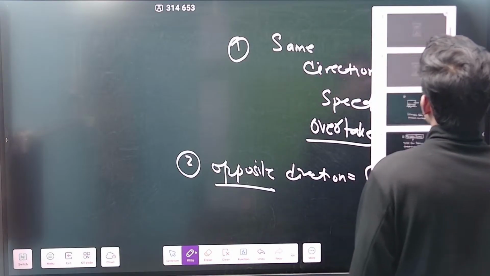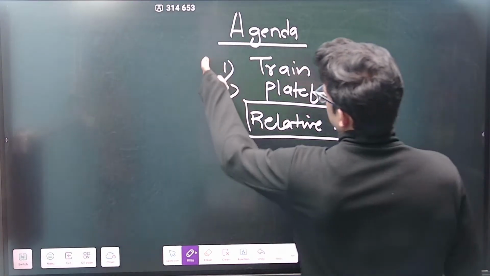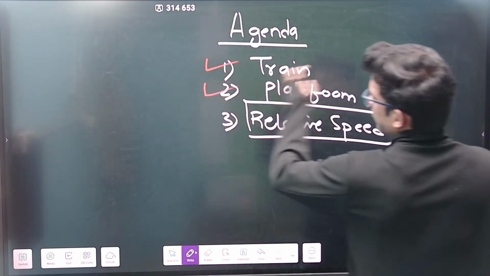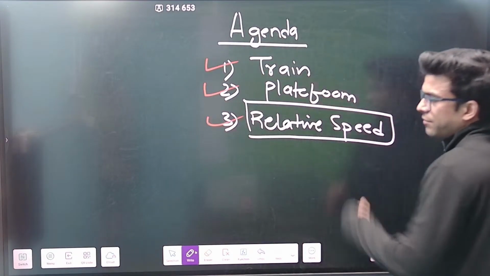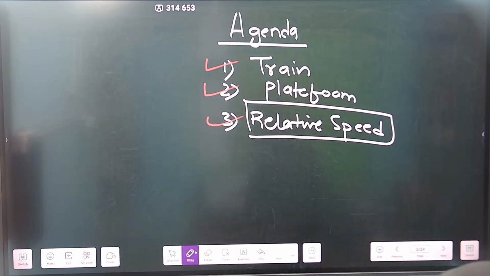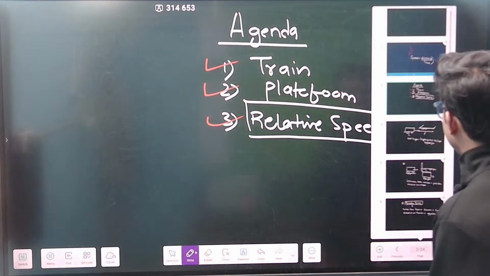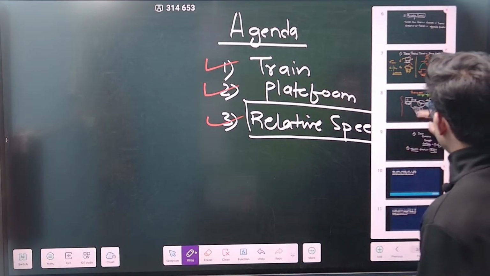So these are the two things we are discussing today. And as I said in the first class, we have discussed train, platform, and relative speed. Now we are here to solve a question, right? So let us now start with the first question, guys. Be ready, everyone. First question in front of you.